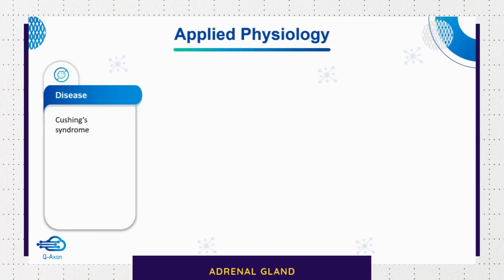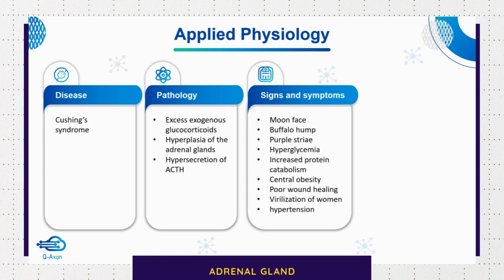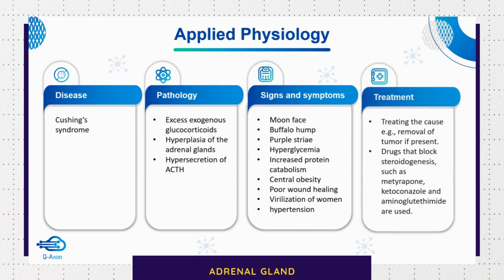Cushing syndrome is one of the commonest endocrine abnormality which we can encounter in our clinical life. Pathology includes excess exogenous glucocorticoids. This will result in hyperplasia of the adrenal glands, and there can be hypersecretion of adrenocorticotropic hormone. The signs and symptoms include moon-like facies, buffalo hump, there will be purplish striae, and hyperglycemia and increased protein catabolism. There will be central obesity and poor wound healing, and there can be virilization of women and hypertension.